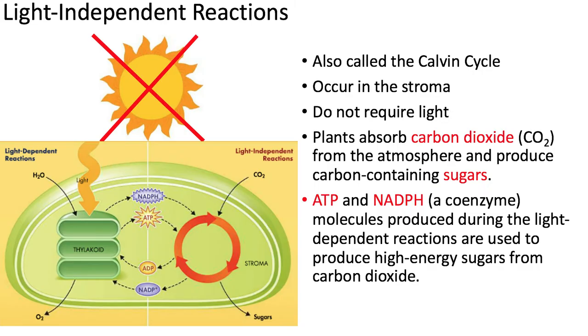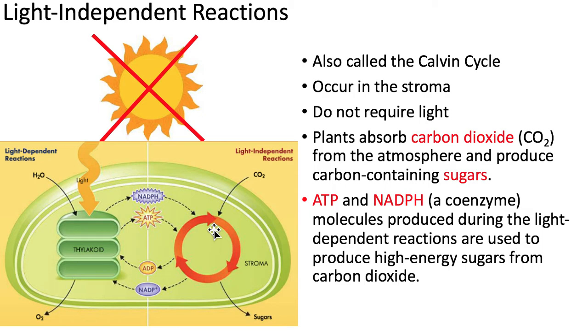The second set of reactions are the light independent reactions. Sometimes they're called the dark reactions. They are also called the Calvin cycle after the scientist who helped discover them. So the light independent reactions occur in the stroma, which was that gel-like substance. And what happens here is you have carbon dioxide being reduced into carbohydrates or sugars, so this is the part of photosynthesis that requires the carbon dioxide to come in.